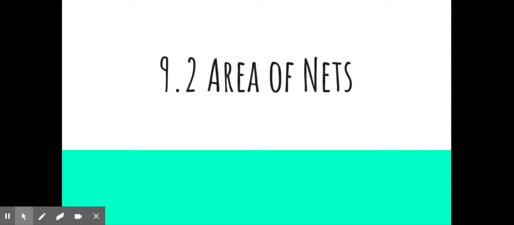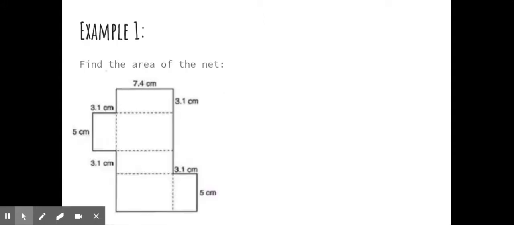So let's get started. Example 1 says find the area of the net. So we have this net, and if you build it, it's going to make a prism. But this is basically just composite area, which we covered before spring break. Remember, composite area is just finding the area of each individual shape and then adding them all together. So that's exactly what we're going to do here. We're going to find the area of each individual rectangle and then add them all together.